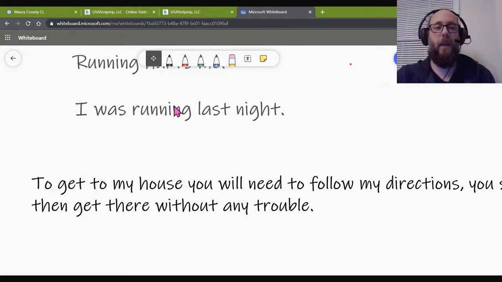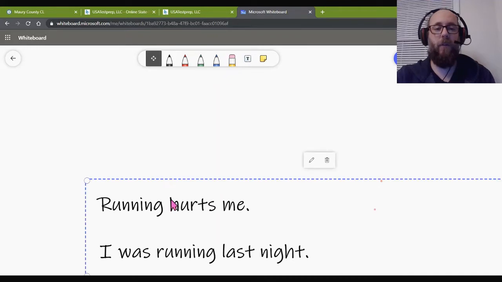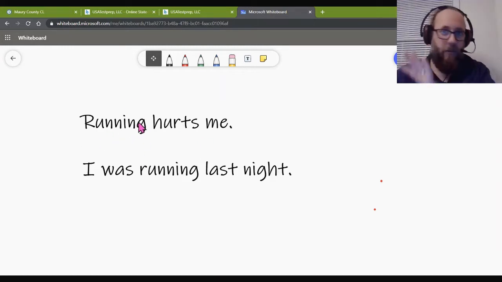We're going to look at what a participle is. And you'll say, what? Yes, participle. Okay. So we have 2 sentences here. Running hurts me, and I was running last night. Both of these sentences have a participle in them. A participle is a word ending in ing. That's the simplest definition, okay? It's not exactly, but it's close enough. Running, running. These are my 2 participles.